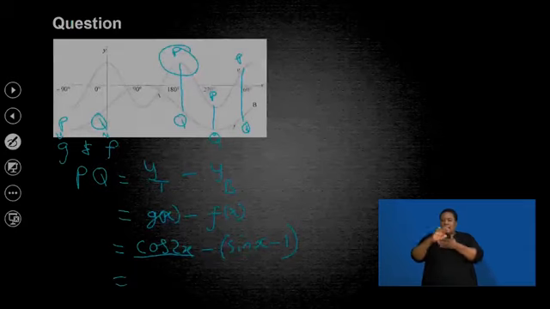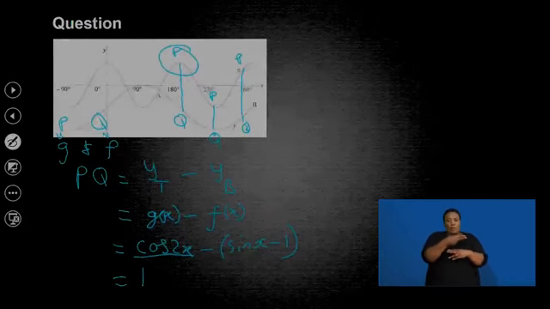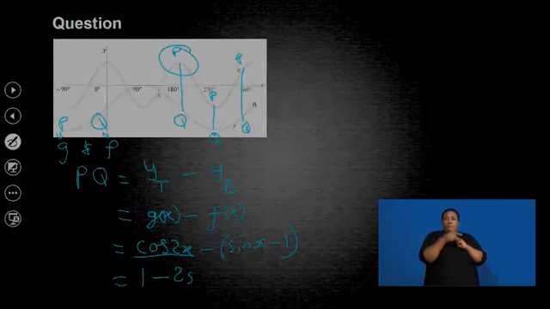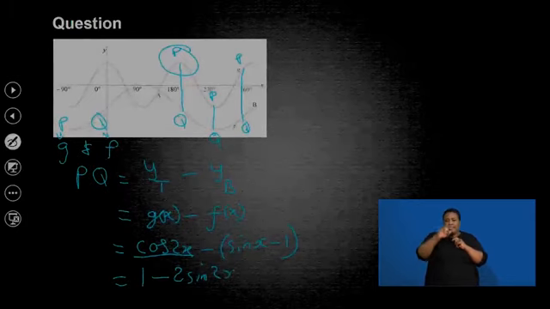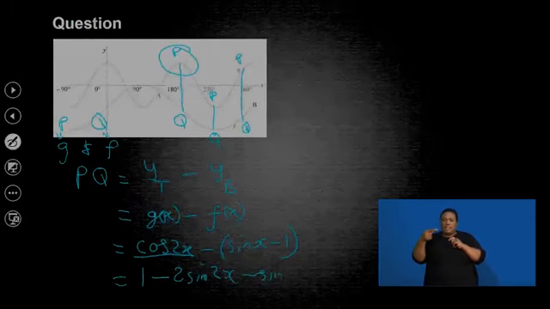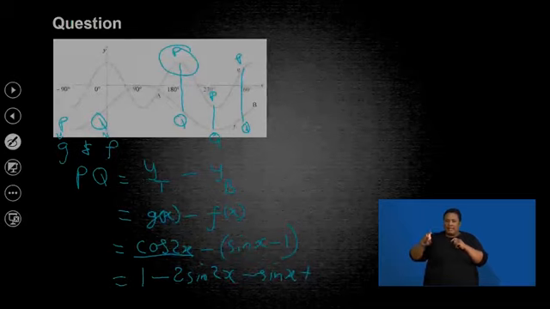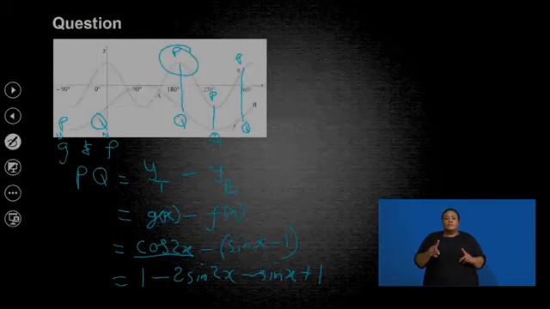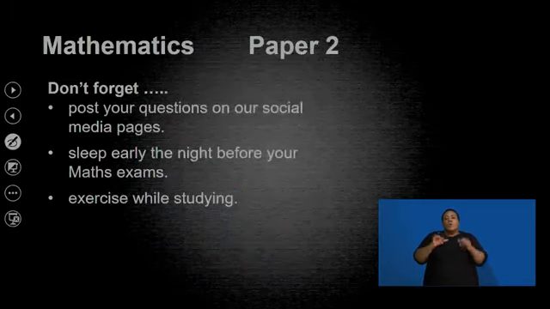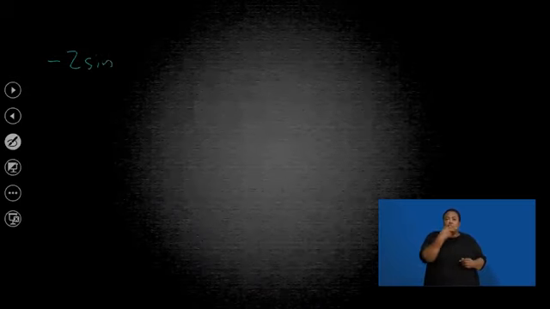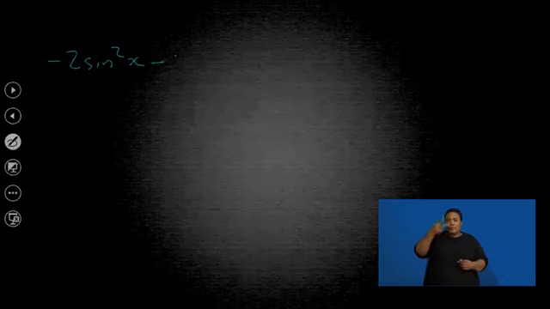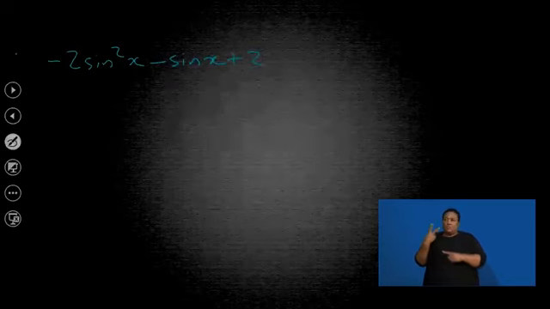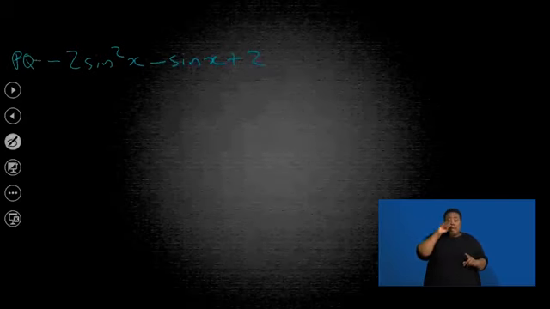Therefore, if I change this, it will be equal to 1 minus 2 sine squared x minus sine x plus 1, right? So I'm just going to go to the next slide and have more space to do this. So this is actually going to be minus 2 sine squared x minus sine x plus 2, right? And remember, that's still our PQ there.